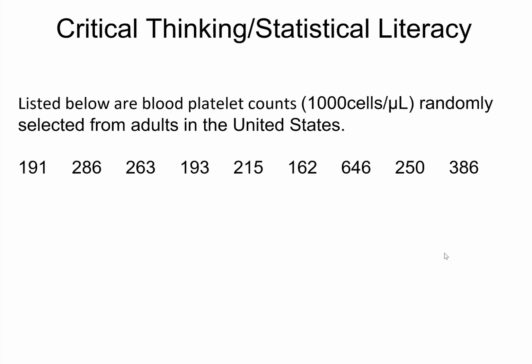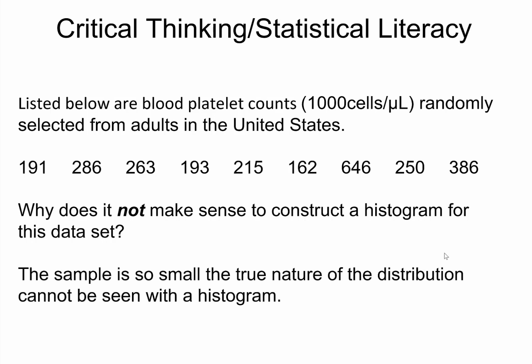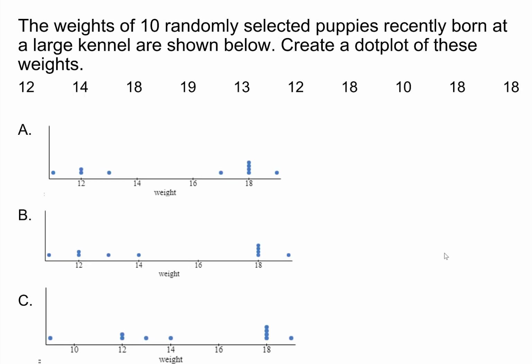So here we have platelet counts collected from a group of adults in the United States. Why does it not make sense to construct a histogram for this data set? Well, it's a really small data set. And remember, Tufte just said if you had less than 20 data values, you want to just really look at the data. It's so small that we really can't see the true nature of the distribution with such a small sample size.